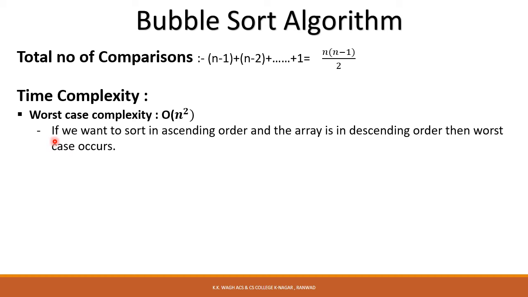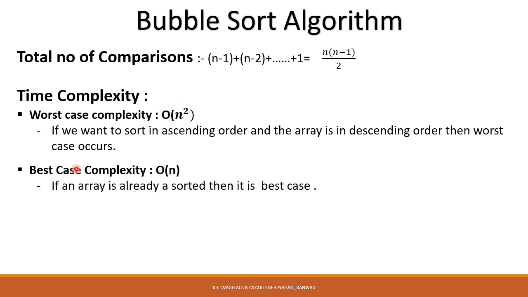The worst case occurs when we want to sort the numbers in ascending order but the array is in descending order. If the numbers are already in descending order, in each pass we have to compare the elements and rearrange them, so that will be the worst case for bubble sort. So the complexity will be big O of n square.